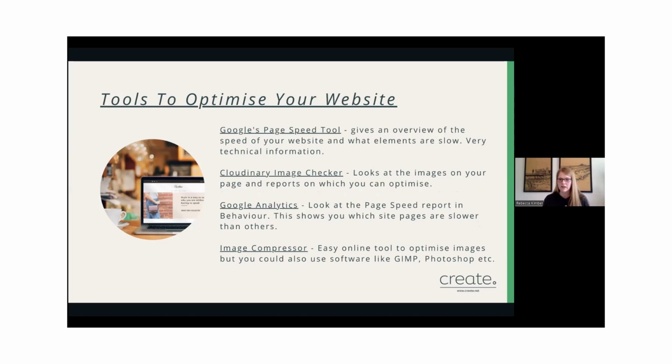So on the tools, Google PageSpeed is the first place to have a look at your website speed. It's going to throw up loads of different technical information, lots of which you might not be able to change, but the main things to look at are the resources. So the images and how big they are, and it'll give you some ideas about that. It'll tell you about videos that you've got on there. It'll also tell you about things like third-party plugins.